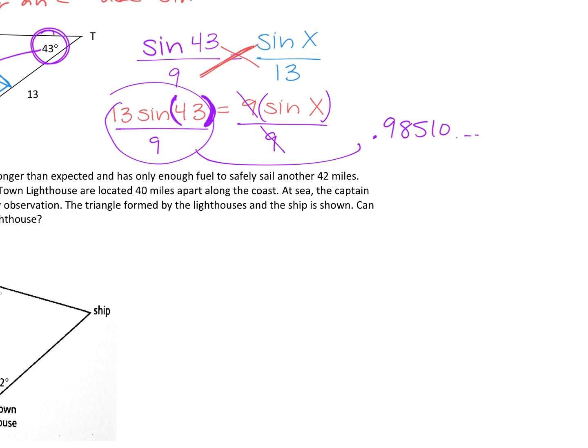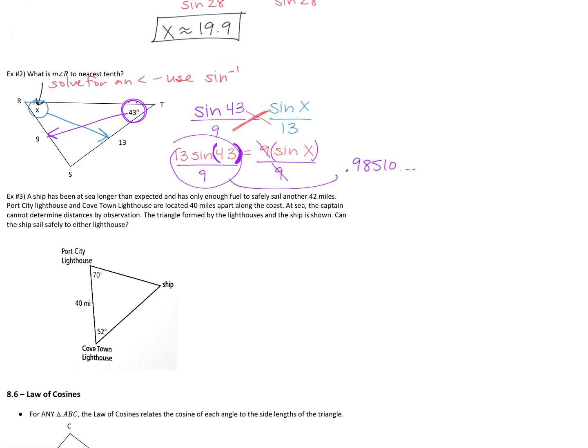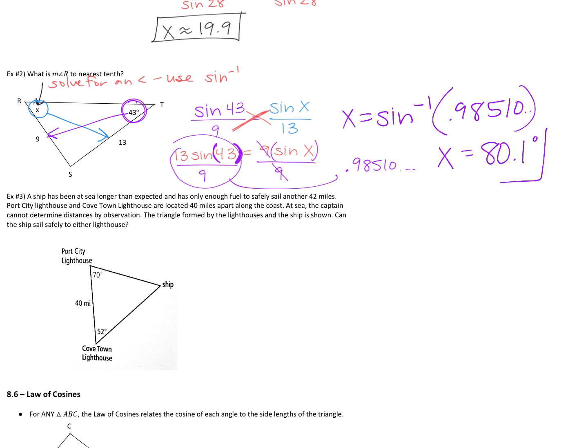80.1. So this one said round to the nearest tenth. So here's what you're plugging in, sorry. Inverse sine of that number, 0.9851, so on and so forth. That comes out to 80.1 degrees.